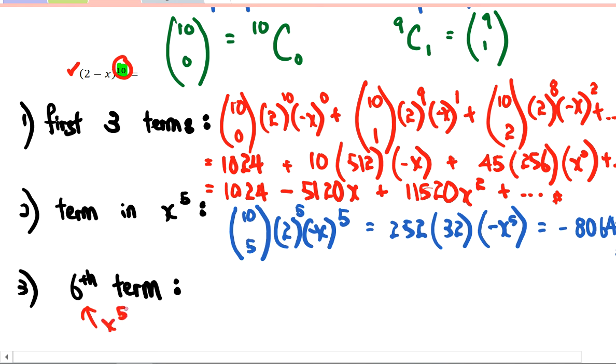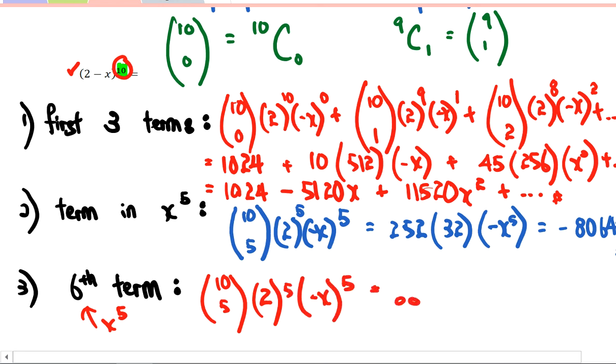If it's x to the power of 5, the method will be very similar to my second step. As you can see on top, because I only need x to the power of 5. Do the necessary working, you should get back to the same answer. These are the various things that you need to take note of for expansion in binomial theorem.